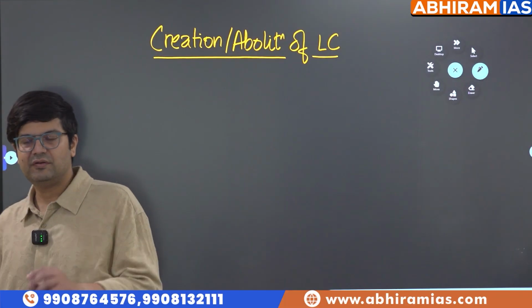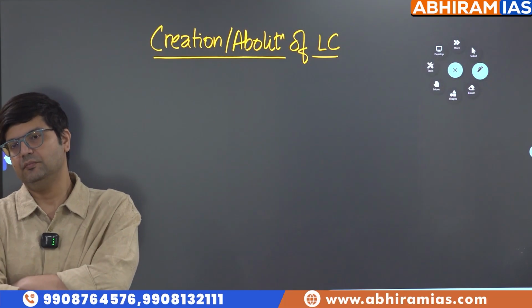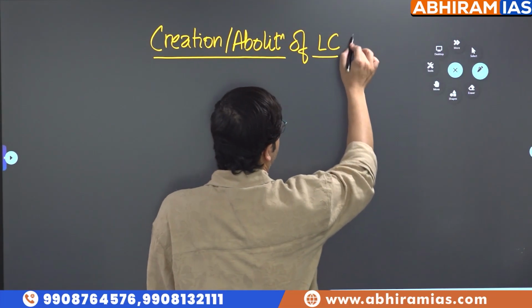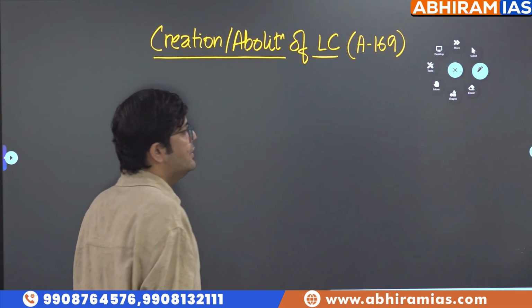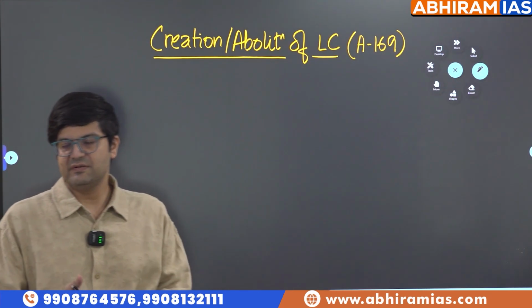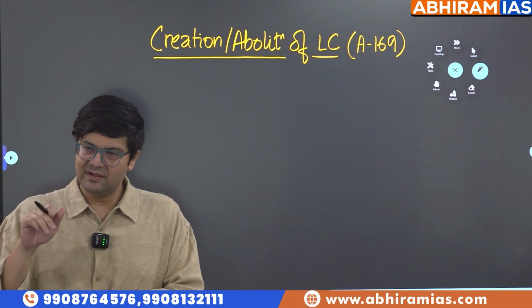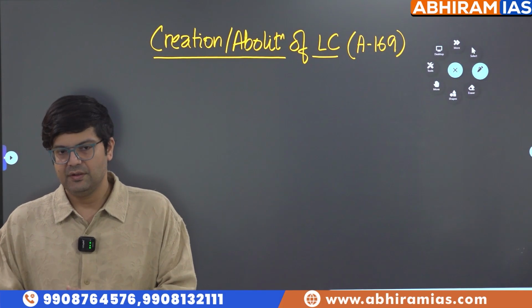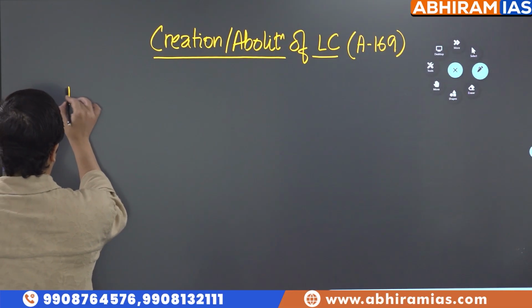So it's a 3-step process. First step, and you can write the article also, 169. So the first step is that whichever state wants to create the council or abolish the council, in their state legislative assembly, a resolution, a proposal has to be passed by a special majority. That's step 1.